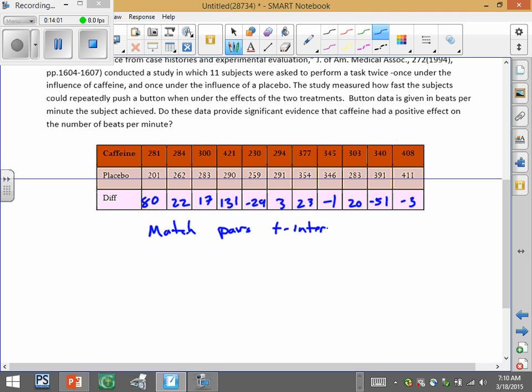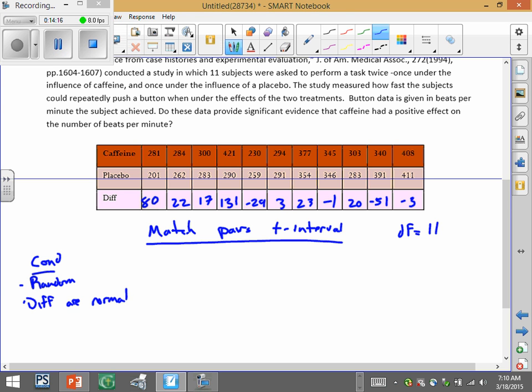There are 11 groups there, so we have 11 degrees of freedom. We don't have to worry about hypotheses, just the conditions. We want random. We want the differences to be normal. And we want each individual to be independent. So the groups are no longer independent. Each person was in both groups: they were given a placebo and they were given the caffeine pill. Each individual is independent.